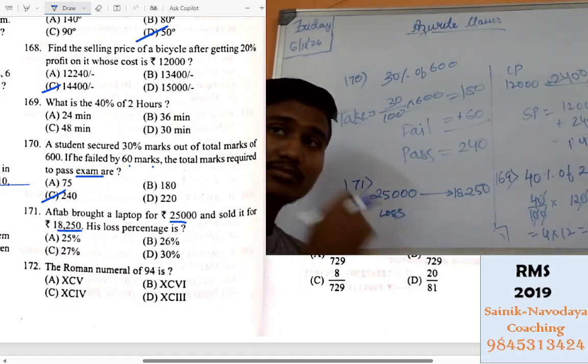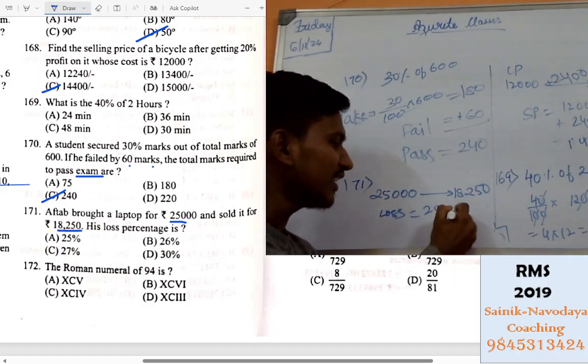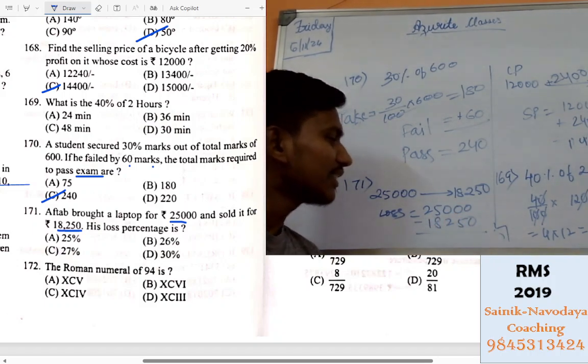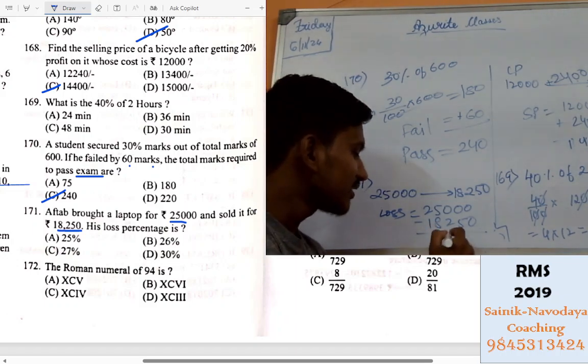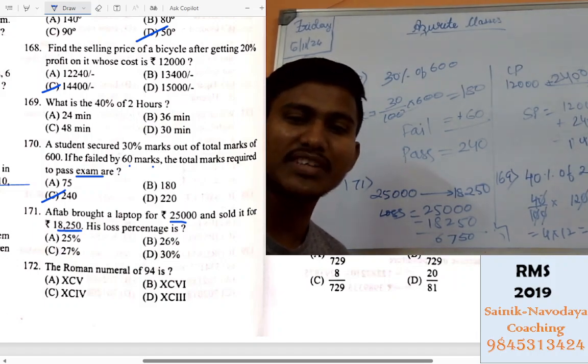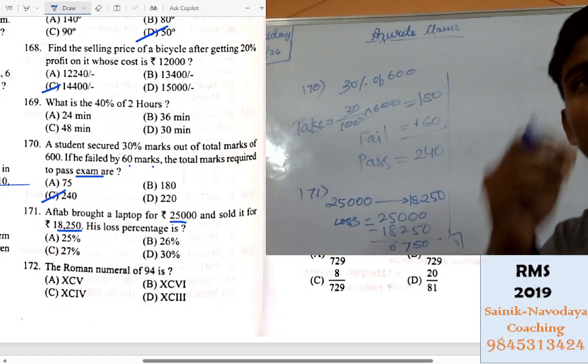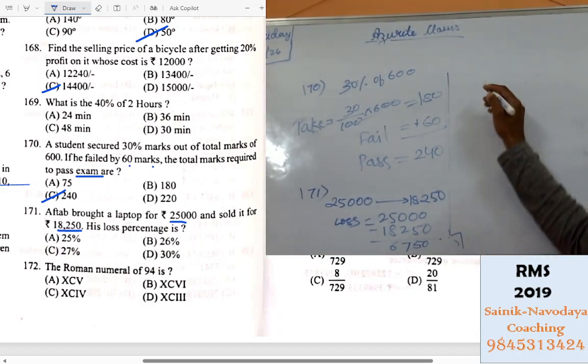Sir, CP minus SP. So loss is, if you subtract 25,000 minus how much? 18,250. It will be how much answer? 6,750 is the loss. 6,750 is the loss. After that we have to find the percentage.